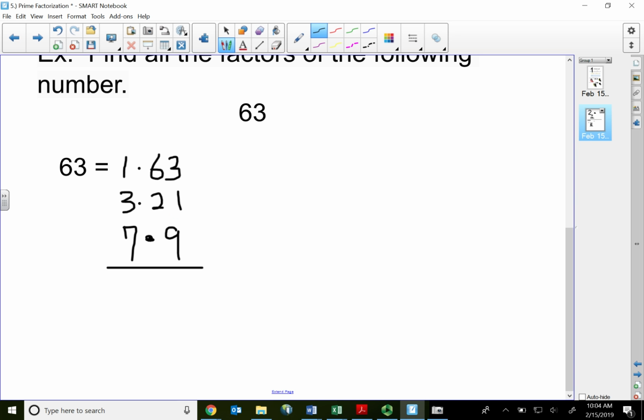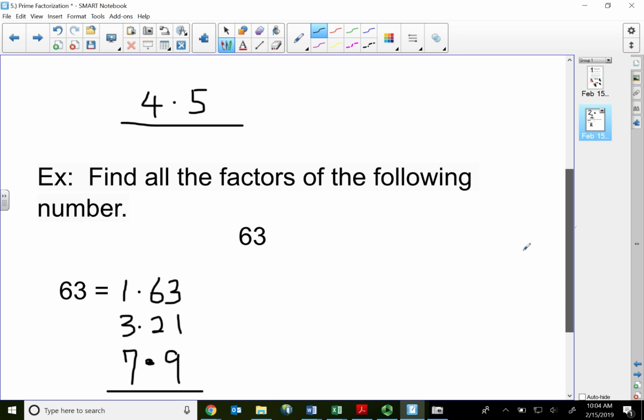Okay, that's what I mean by finding all the factors of a number. So both techniques can definitely help us with simplifying or reducing fractions.